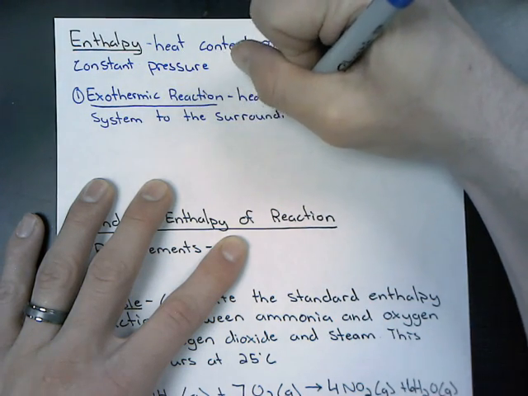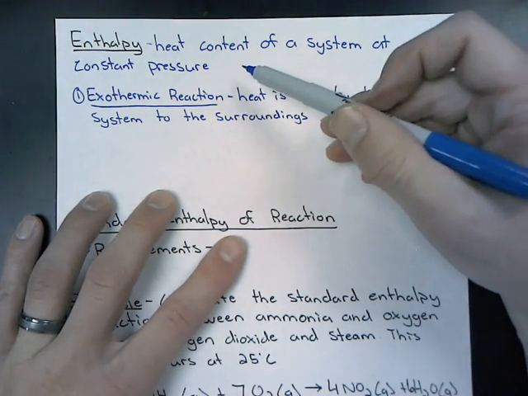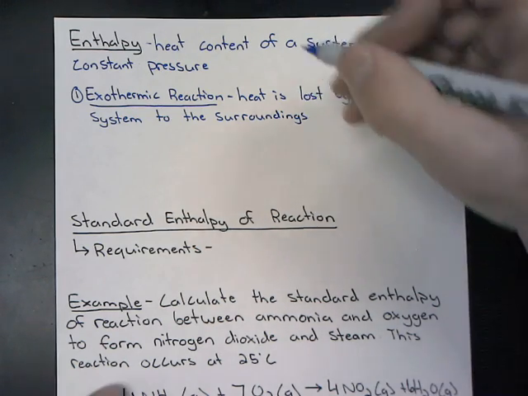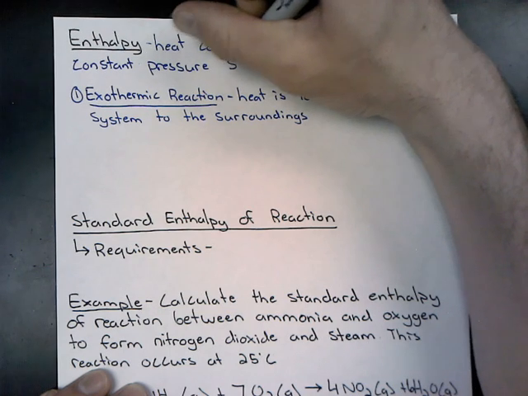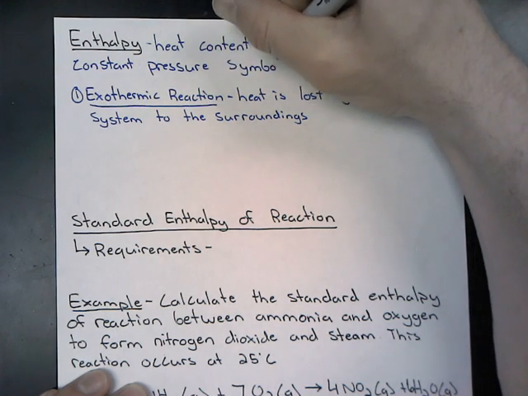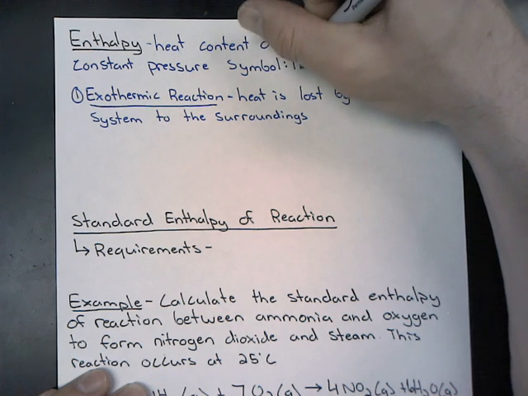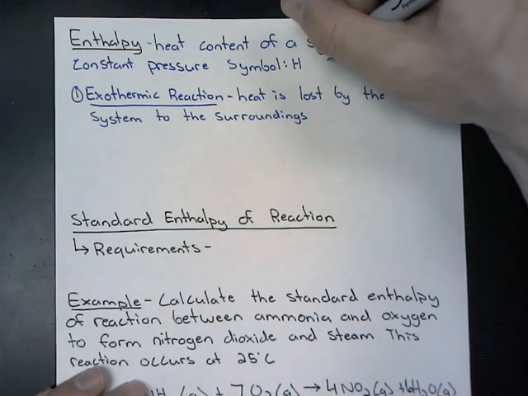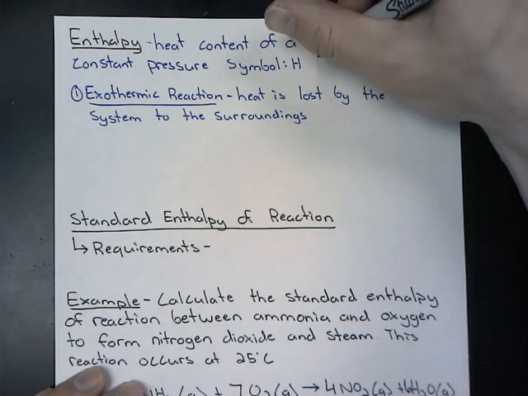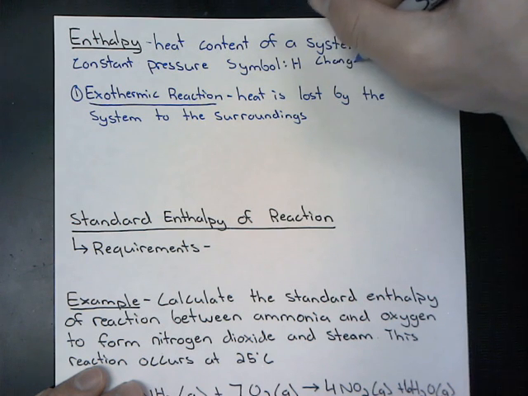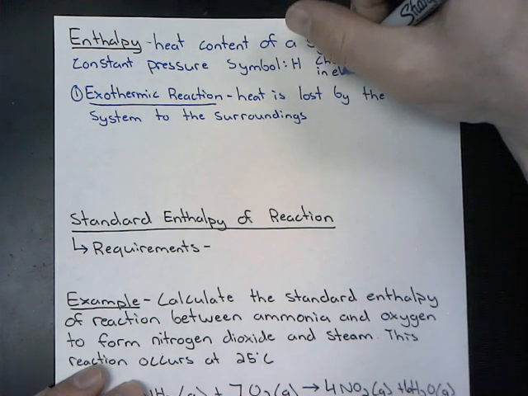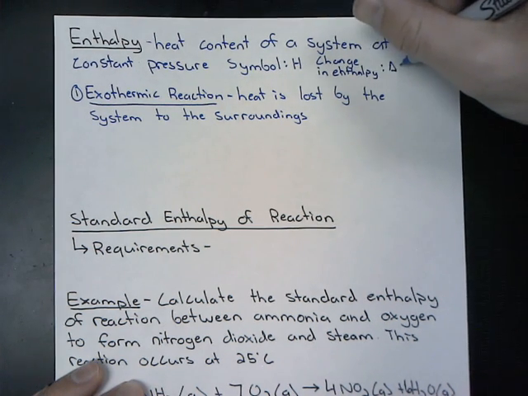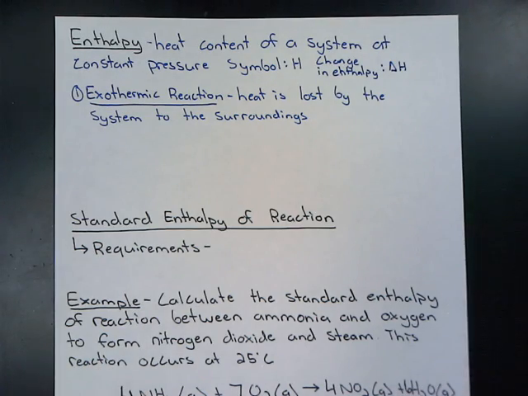Now, one thing I forgot to talk about up top here is enthalpy. The symbol that we use for enthalpy is just H. Now, when we talk about change in enthalpy, we look at delta H. So I'm going to write that down. Change in enthalpy, that is delta or triangle H, change in enthalpy.